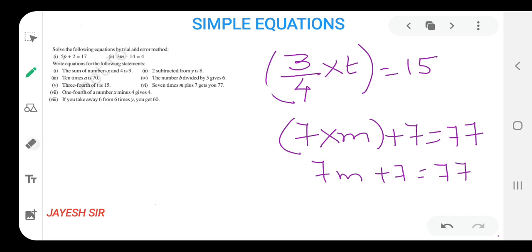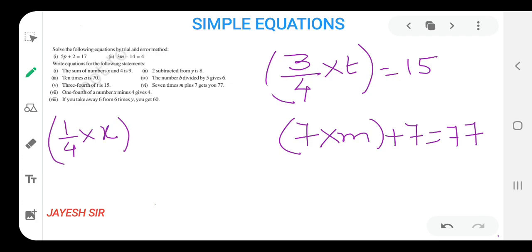Now let us begin with the next sum, that is sum 7. I hope you all might be getting it, friends. And now if you are capable of solving on your own, pause the video and try to solve it on your own. 1 by 4th of a number. 1 by 4th of means of a number x. Of a number x is to be given. Minus 4 gives 4.